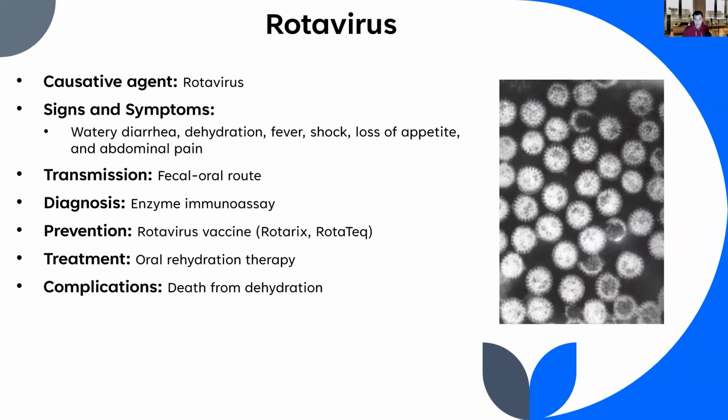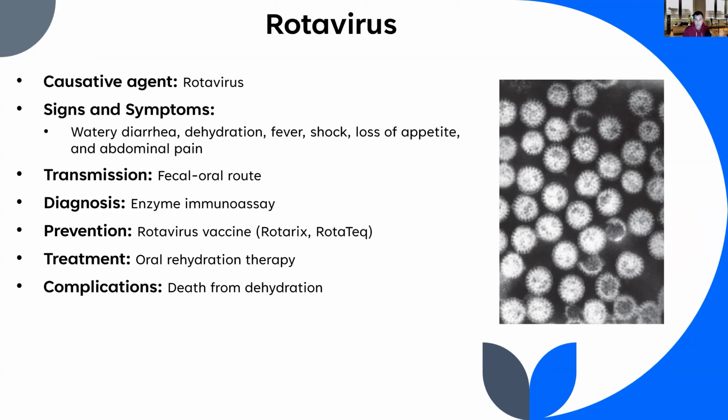So in other words, this virus is shed in people's feces, and then somehow somebody puts that virus in their mouth. Lots of ways this can happen. And this is why it's so important to wash your hands, particularly after using the restroom. Diagnosis is an enzyme immunoassay. This is often abbreviated as EIA, in case you see that on other slides.